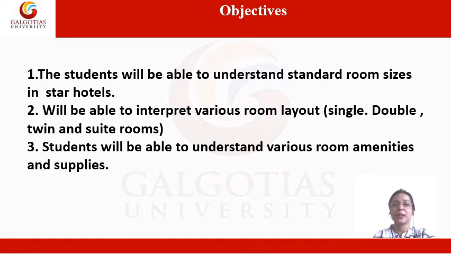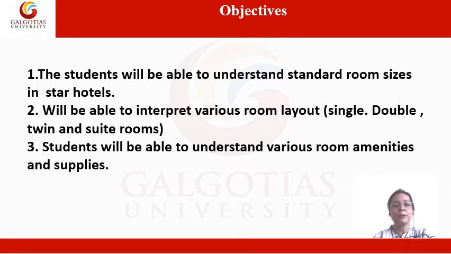The objectives. We first have to understand the objectives of this particular study. You will be able to understand the standard room sizes in star categories of hotels. Here I have chosen the types of rooms available in a five-star hotel. Though various types of rooms are also available in budget hotels, in a five-star hotel the rooms are very much defined and categorized according to the standard.